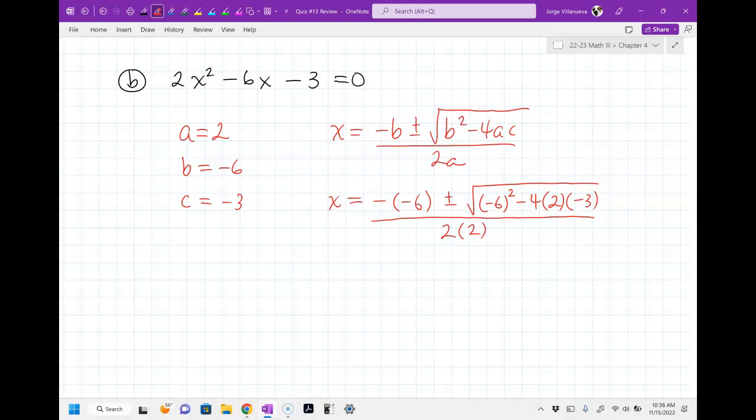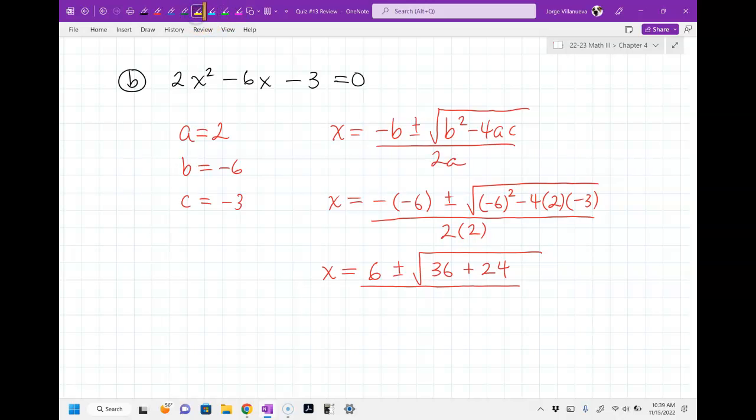All right? So again, that's the key part right there. You can easily mess up on any one of those numbers and all your answer's wrong, and you won't know it. Okay? So just be careful. Take your time. All right, minus a negative 6, that's a 6, plus or minus the square root of negative 6 squared, which is 36, and negative 4 times 2, that's negative 8, times negative 3 is a positive 24.